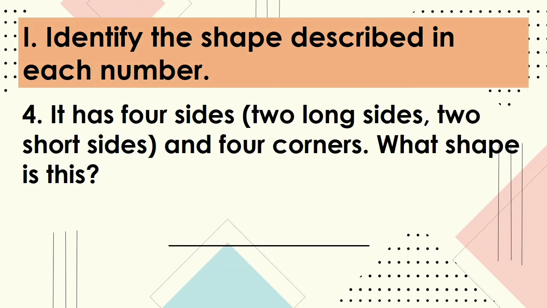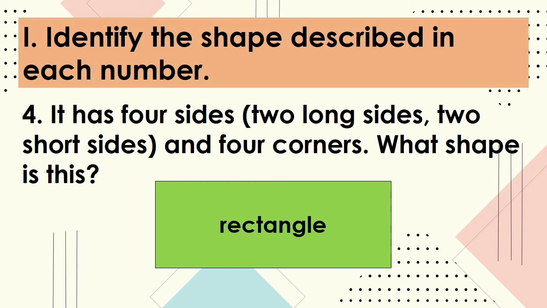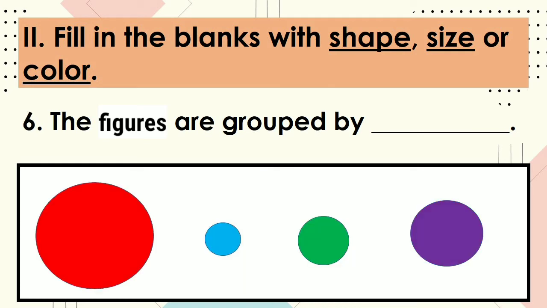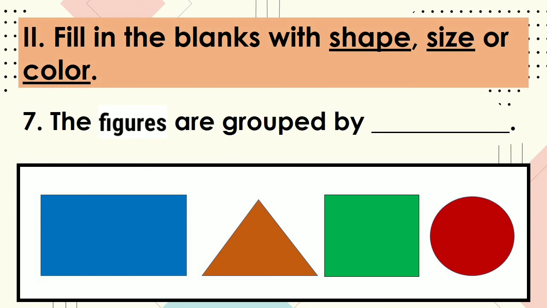Alright, let's have number 4. It has four sides, two long sides, two short sides, and four corners. What shape is this? Rectangle, teacher. Fill in the blanks with shape, size, or color. Let's have number 5. The figures are grouped by blank. Color, teacher. Number 6. The figures are grouped by blank. Shape, teacher.